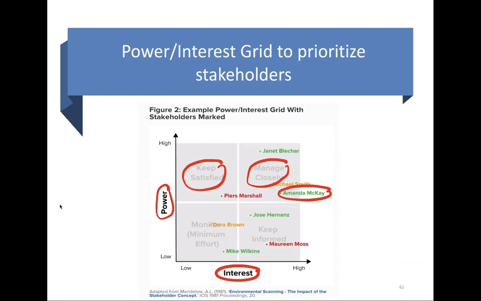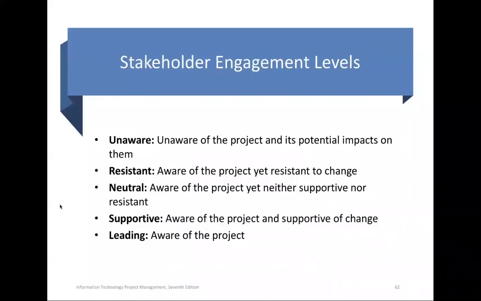After we identify the stakeholders using any classification method, here I just share with you one example using the power interest grid, you need to identify the stakeholder engagement levels. We might see stakeholders who are completely unaware of the project and its potential impact on them. We might classify them as unaware.